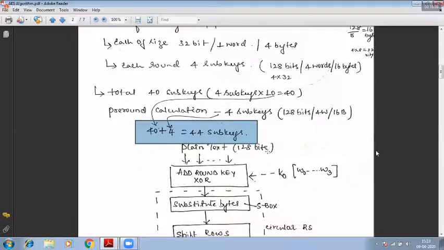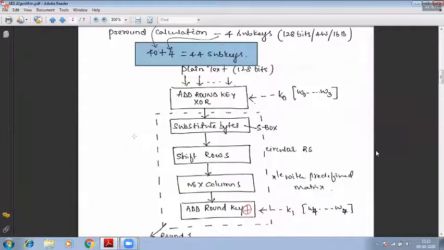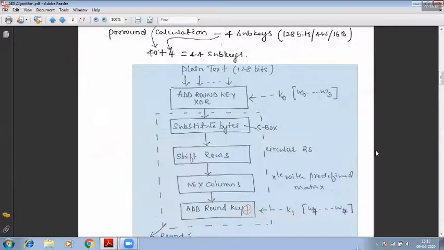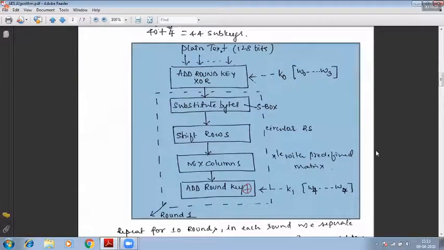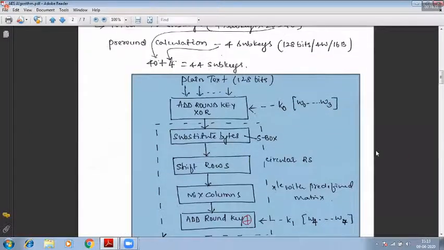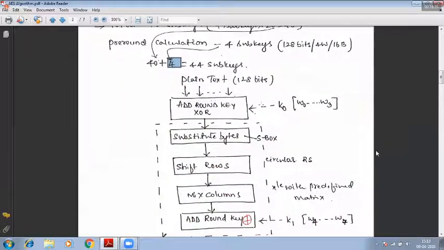Let me go with the normal structure of how AES looks. This is how the AES structure looks, and I'm showing it for one round. The plain text is of size 128 bit. The first step is called add round key. This is where we make use of the starting 4 subkeys, the ones I mentioned here. The operation of add round key is just performing an XOR operation.